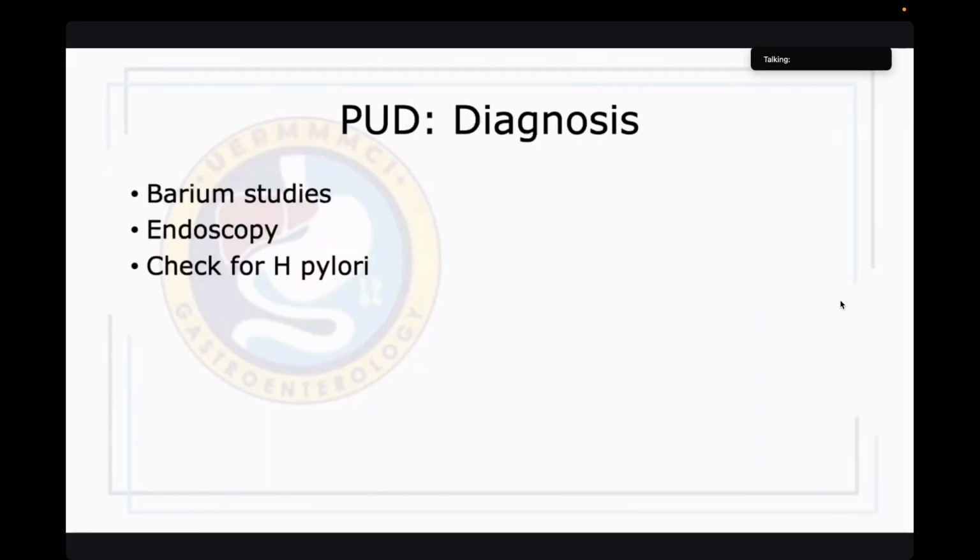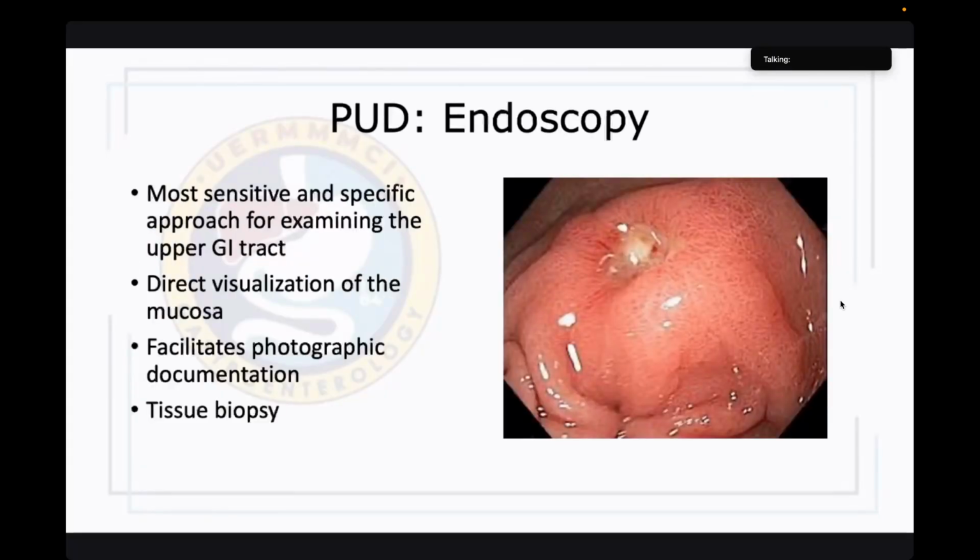Barium studies used to be the diagnostic modality of choice, but this is no longer used for peptic ulcer disease because nowadays the method of choice is endoscopy. Endoscopy provides the most sensitive and specific approach for examining the upper GI tract. Through endoscopy, we can directly visualize the mucosa, we can document our findings, and we can take biopsies to rule out malignancy or to check for H. pylori. So this is how an ulcer appears on endoscopy.